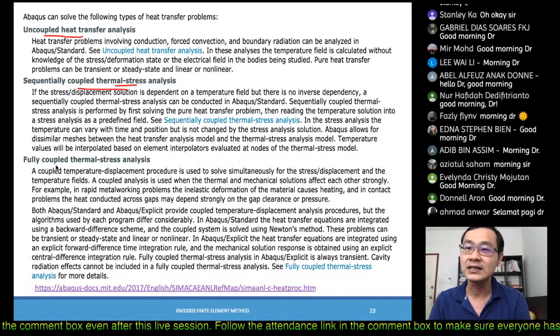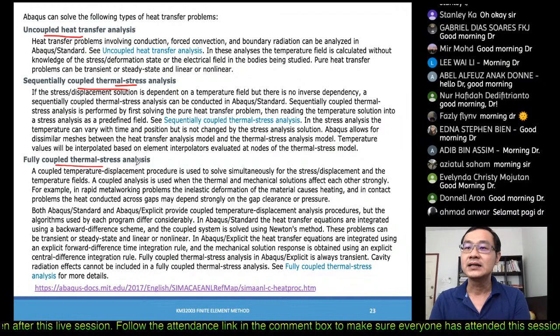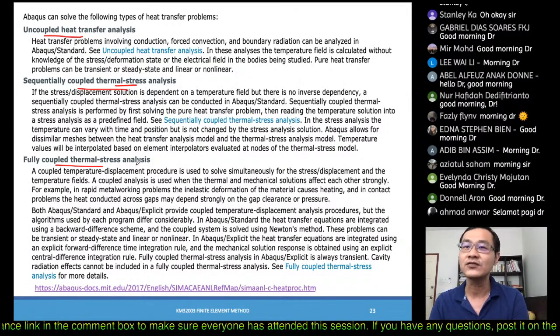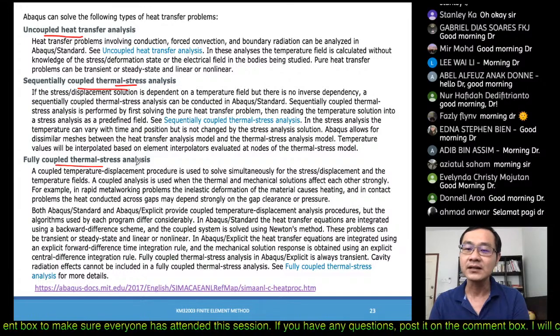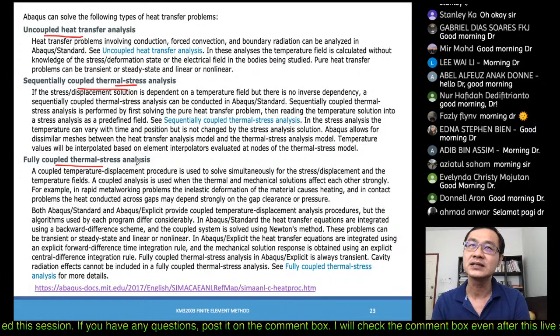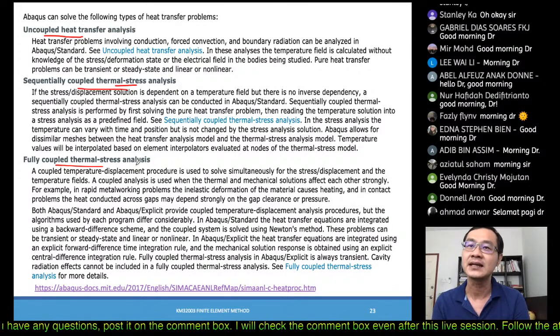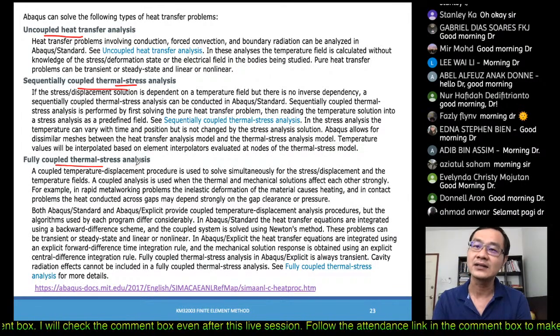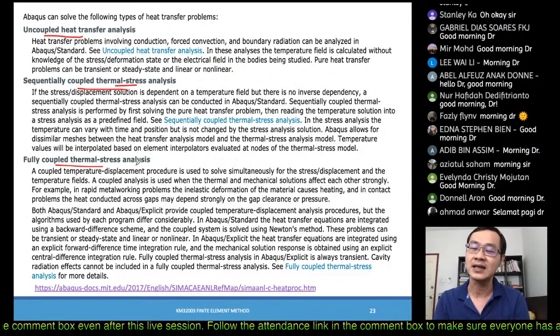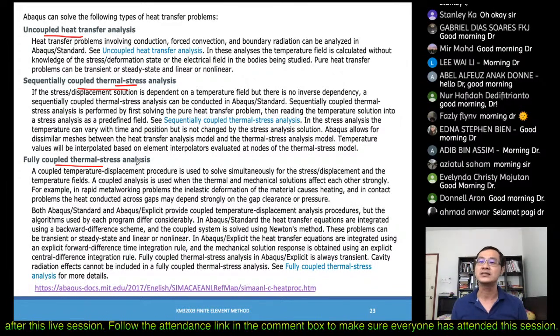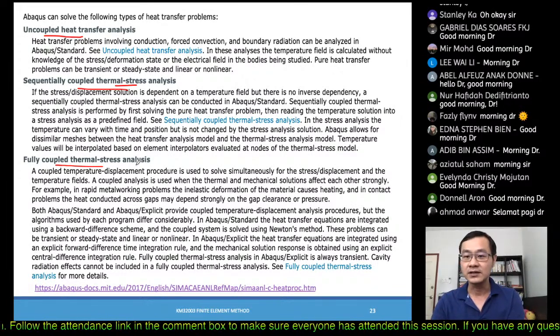Then another one would be the fully coupled thermal analysis, meaning the software itself will run with the temperature increase, then calculate the actual displacement and other things, and then run again the heat analysis and do the stress calculations and so on. It's fully coupled inside the analysis itself, right?